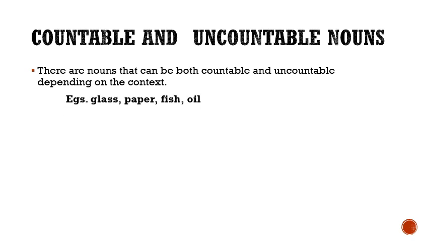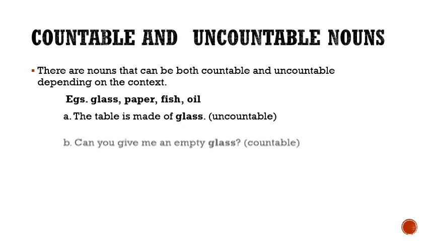Let's look at a few examples: glass, paper, fish, oil. The table is made of glass. So here glass is uncountable because it is a material noun. We cannot count how many glasses are used to make a table. It's just that the material which is used to make the table is glass.